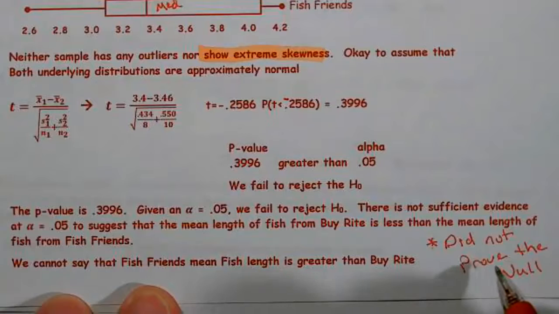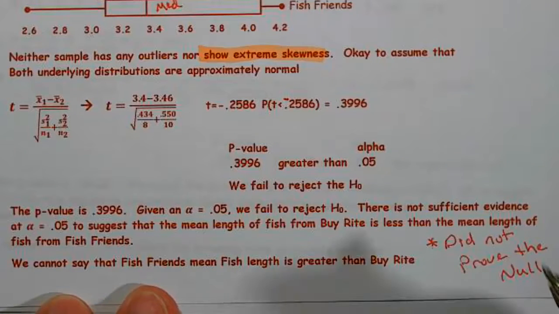This is not necessary for this problem, but please note we didn't prove the null. We didn't prove that they were equal. We just couldn't prove that Fish Friends were bigger or that Bi-Rite was less. So we never proved the null. We just sit there and go, hey, you know what? We can't reject it. All right.